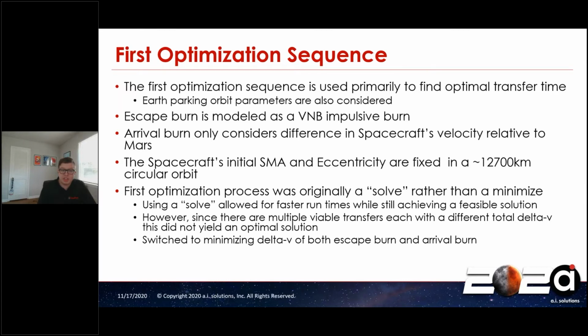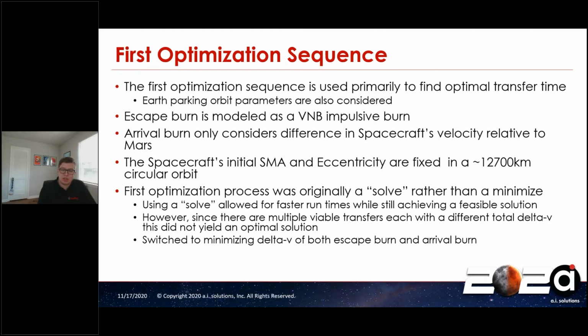The spacecraft's initial semi-major axis and eccentricity are constrained to a 12,700 kilometer circular orbit around Earth, also known as 2 times the radius of the Earth. Our first optimization process actually was originally a solve rather than a minimize. I know in Julie's presentation, she got into some nice details about using solve versus minimize. Typically, you would think that if you're using an optimizer to feed into a second optimizer, you would want to use a solve since you're just going to re-optimize those constraints.